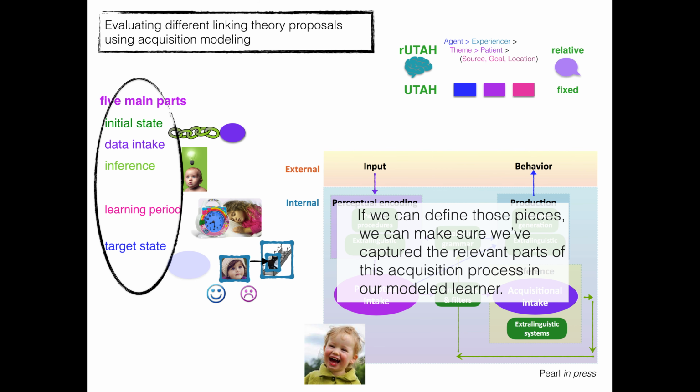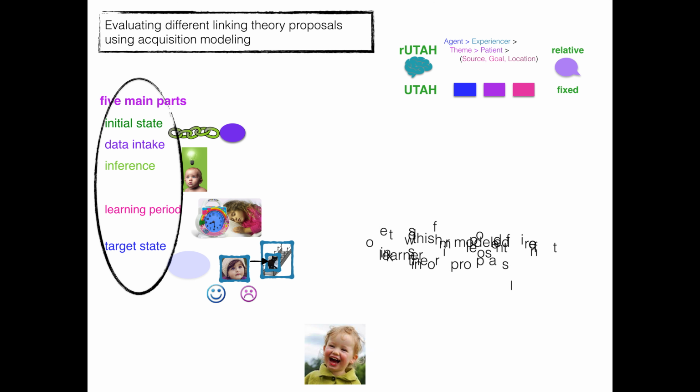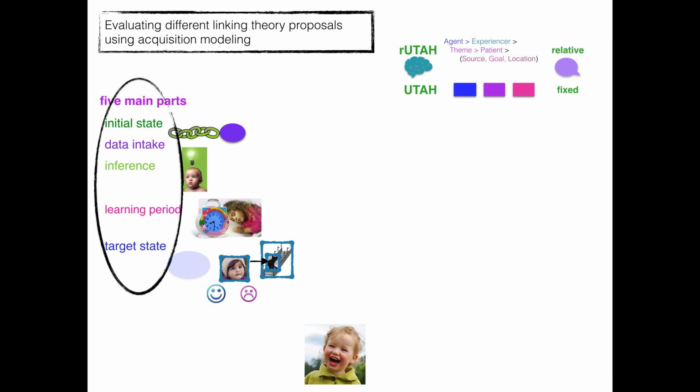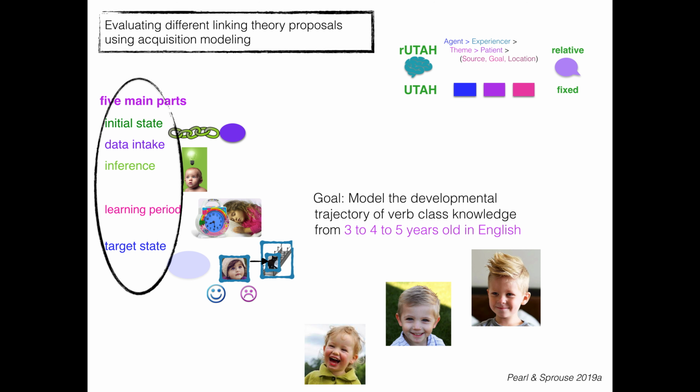So if we can define these pieces, we can make sure that we've captured the relevant parts of this acquisition process in our modeled learner. So that's what we're going to try to do. In fact, let's do this for modeled learners who implement different linking theory proposals. Our goal is going to be to model the developmental trajectory of verb class knowledge from 3 to 4 to 5 years old in English, because that's the data set that we have to work with.